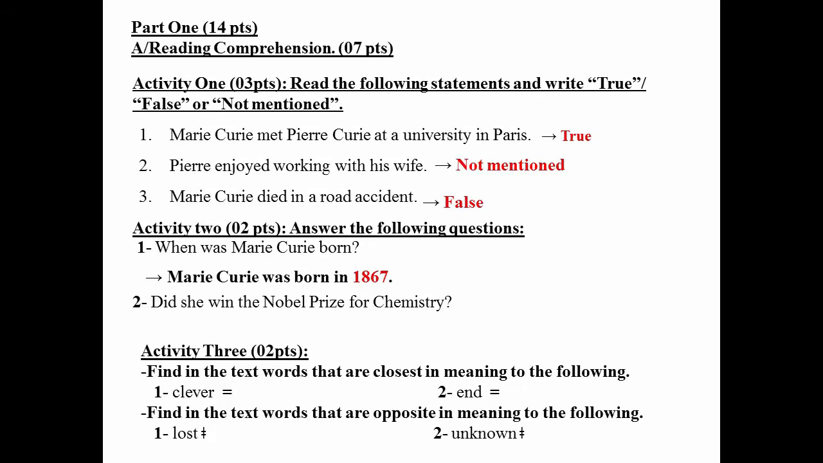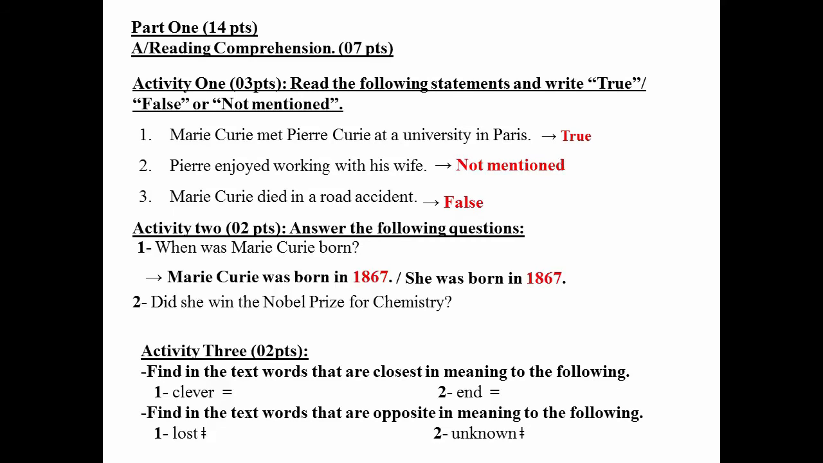Excellent. Marie Curie was born in 1867, and it is mentioned in paragraph 1, the first line. So she was born in Warsaw, Poland, because she is a Polish scientist, in 1867. And there are possible answers. Simply you can say, good, she was born in 1867.